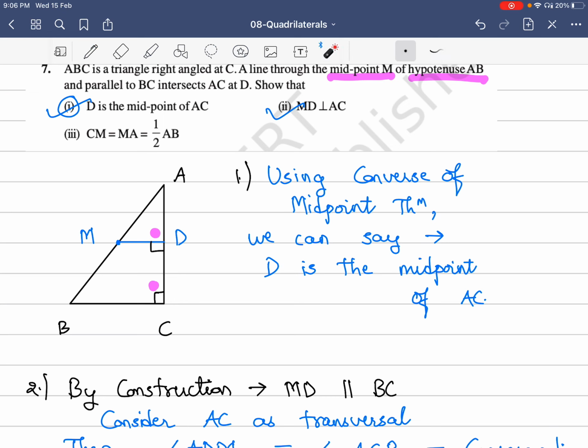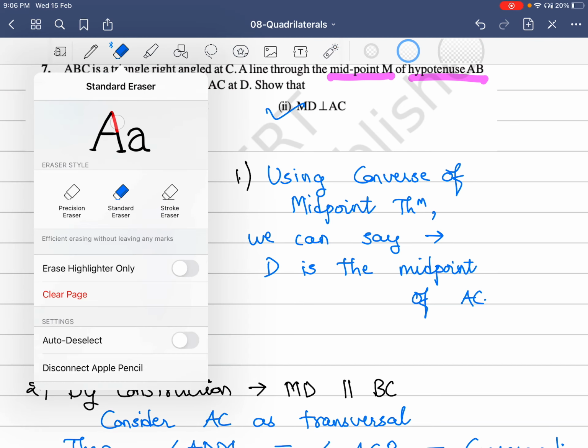Now the third thing we want to prove is CM. So this is C and this is M. CM does not exist. We have to draw it. So first let's draw CM.